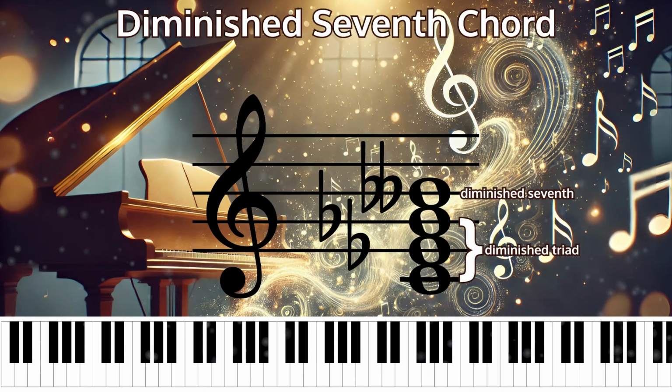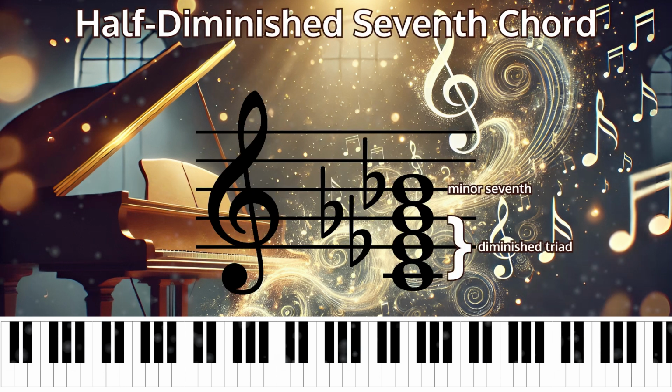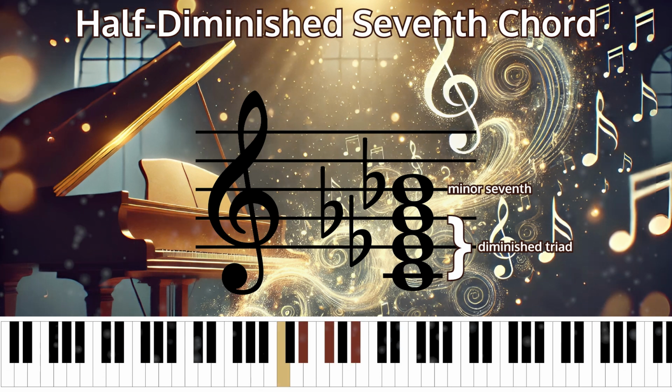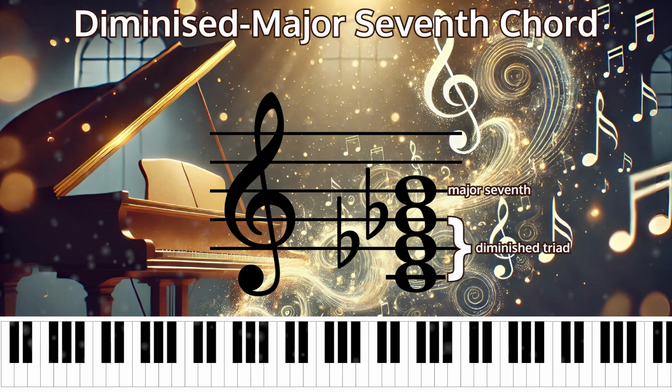The diminished seventh chord consists of a diminished triad with a diminished seventh interval above the root. It's essentially 3 stacked minor thirds on the root. The half-diminished seventh chord is a diminished triad with a minor seventh interval above the root. The diminished-major seventh chord is a diminished triad with a major seventh interval above the root.